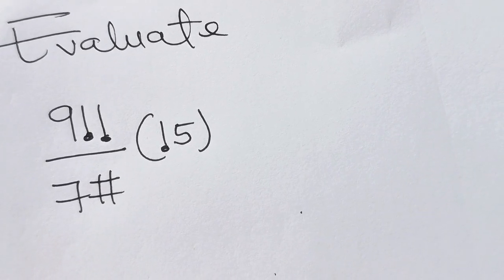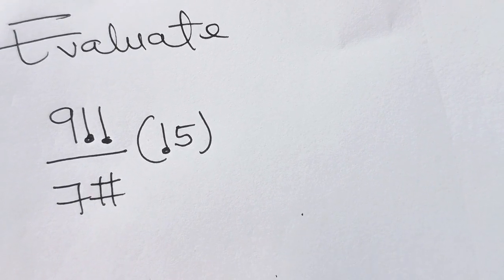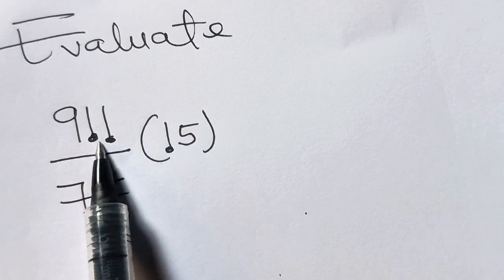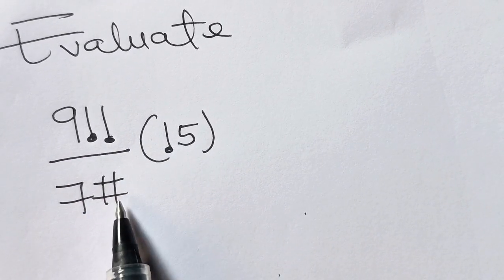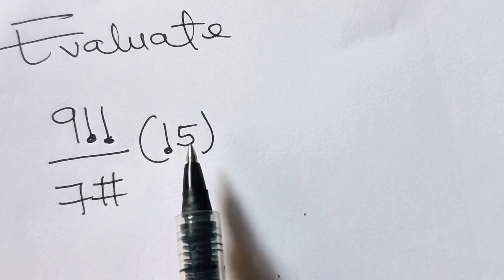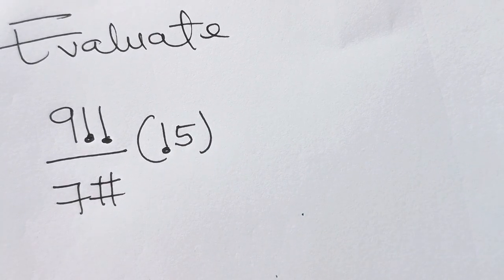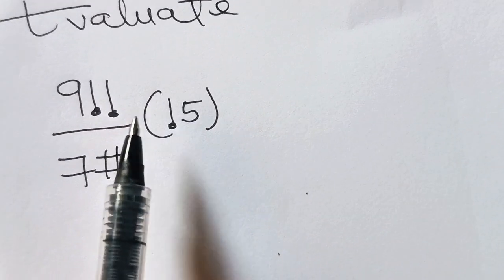This is a weird math question. We are asked to solve 9 double factorial, this is called double factorial, divided by 7 primorial, multiplied by 1 subfactorial. Now, we need to educate ourselves on what double factorial is all about.